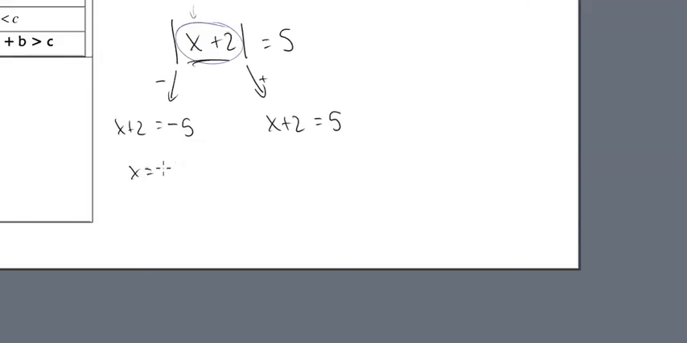So here we have x is equal to negative 7, and over here we would have x is equal to 3. And we could graph both those on a number line with 0. Over here we'd have 3, and over here, right around there somewhere, we'd have negative 7. So we just graphed two solutions, 2 points, on our number line.